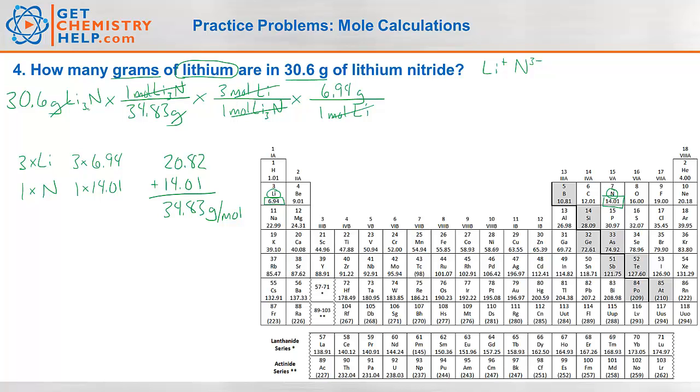So how about significant digits? We have 3 here. We have 4 in the molar mass. This mole ratio is exact. I have 3 in this molar mass. So 3 is the fewest. So I get 18.3 grams. So that's the mass of lithium in 30.6 grams of lithium nitride.